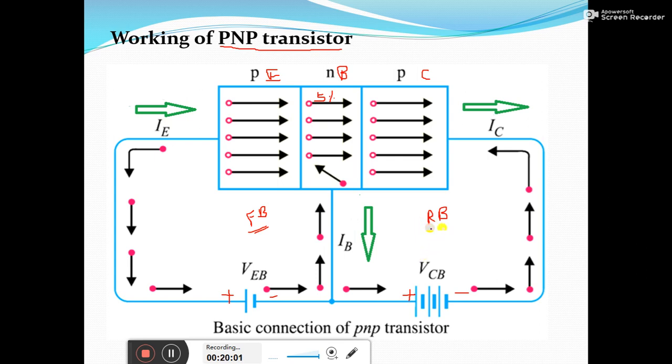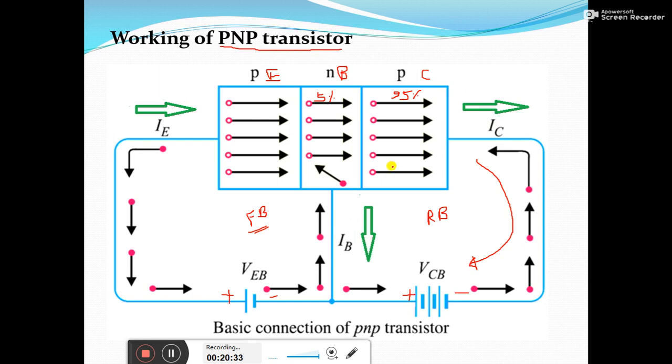And here at the collector to base junction, 5% are combined, and the rest, 95% of the holes that are emitted from the emitter terminal, are collected at the collector terminal. The holes in the collector are further attracted towards the negative terminal of the battery here. Since the holes are moving in this fashion, this constitutes another current, that is IC.